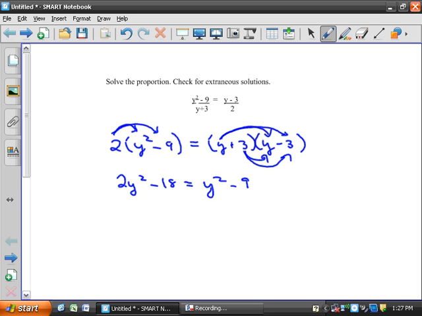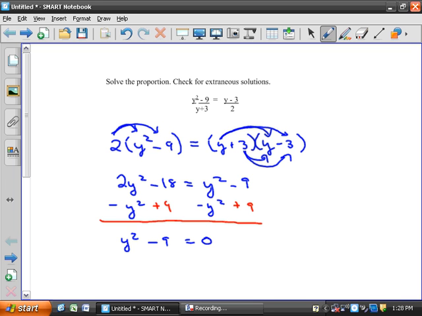Now, you'll notice that your y is raised to the second power. A quadratic means that your variable is raised to the second power. Whenever you have quadratics like this, your objective is to get all of your algebra on one side of the equal sign and your numbers on the other. So I'm going to subtract y squared from both sides at the same time that I add 9 to both sides. In so doing, I ensure that the right-hand side of my equal sign becomes 0. 2y squared minus 1y squared is 1y squared. Negative 18 plus 9 is negative 9. And I'm left with 0.